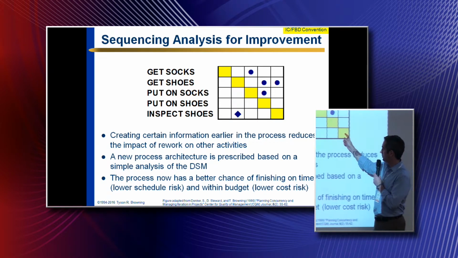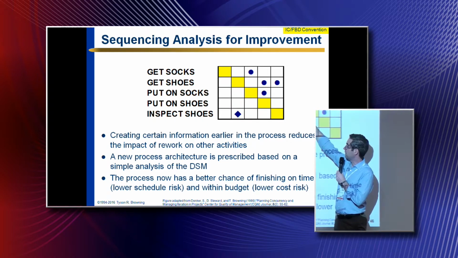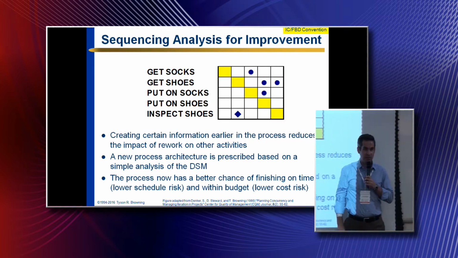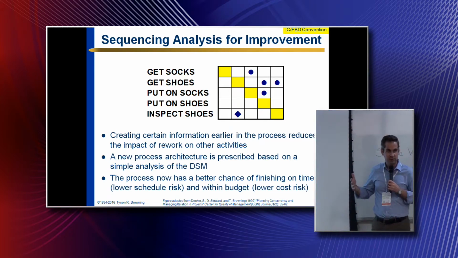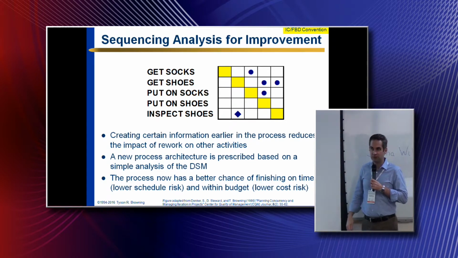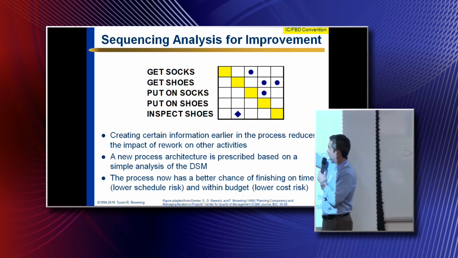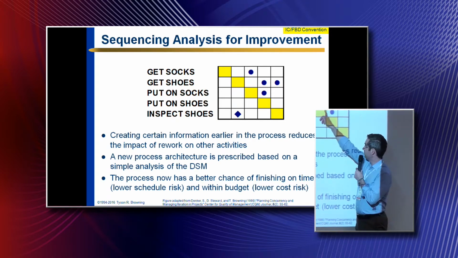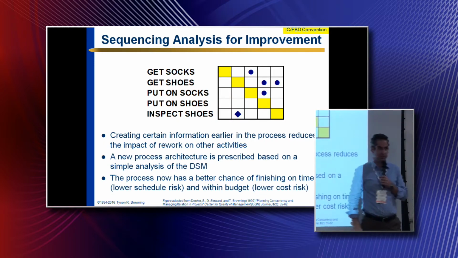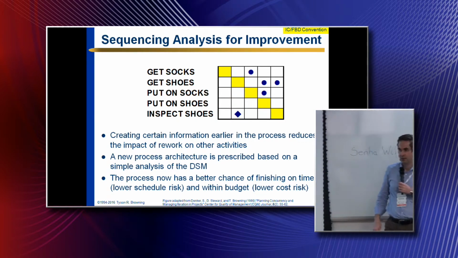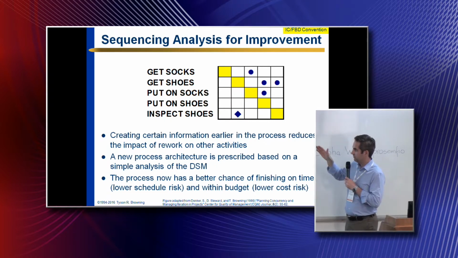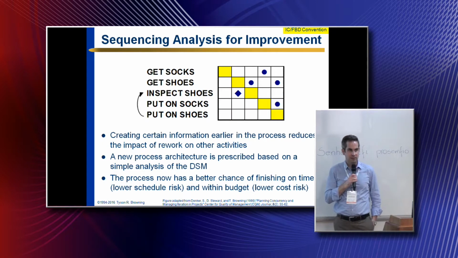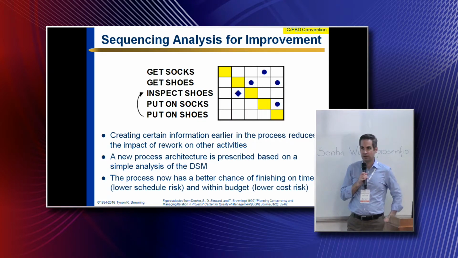And so here, notice that with the previous original model, if we inspect shoes, we not only have to go back and get shoes again, but we potentially have to rework other activities, interim activities, that were done based on the assumption that those shoes were the right ones. So this is not just what we call first order rework of getting new shoes, but potentially second order rework of putting on those shoes again as well. And so by getting the feedback marks closer to the diagonal, we're minimizing that second order rework that we'd otherwise have.